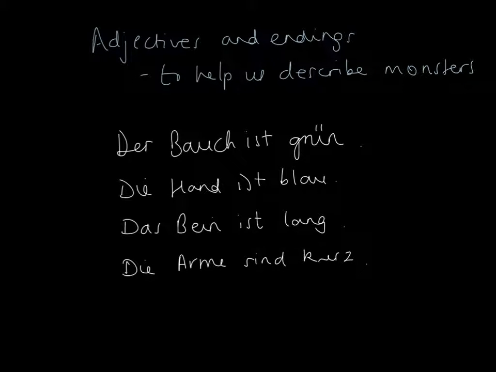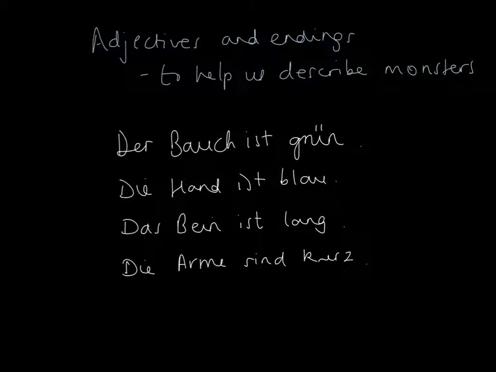Now, from the 4 sentences below, you can see that actually you could make a basic description without making things too complex for yourself. So, der Bauch ist grün, the stomach is green. Die Hand ist blau, the hand is blue. Das Bein ist lang, the leg is long. Die Arme sind kurz, the arms are short.